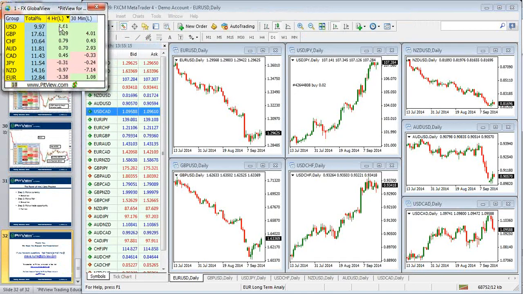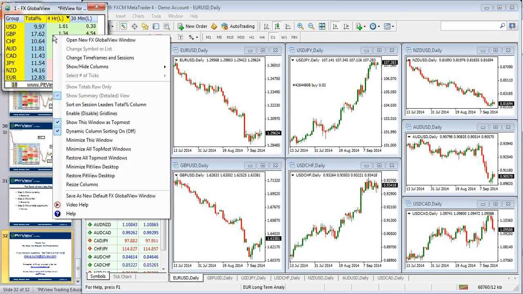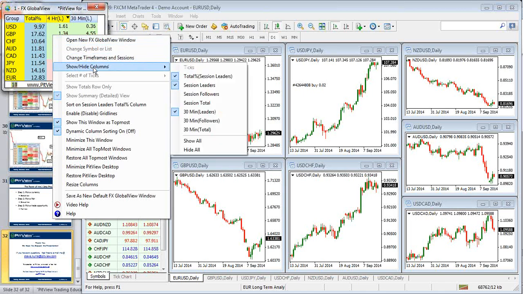GlobalView is going to show you many different columns, and it all depends on what kind of charts you're trading off of. What I'll generally do when I'm on GlobalView is right click anywhere on this screen and go down to show or hide columns. I told you I like to look at the totals a lot. If I'm trading off a 4-hour chart or a 1-hour chart, it all depends on my time frame. Then that's generally the first time frame that I'll pull up on PitView.